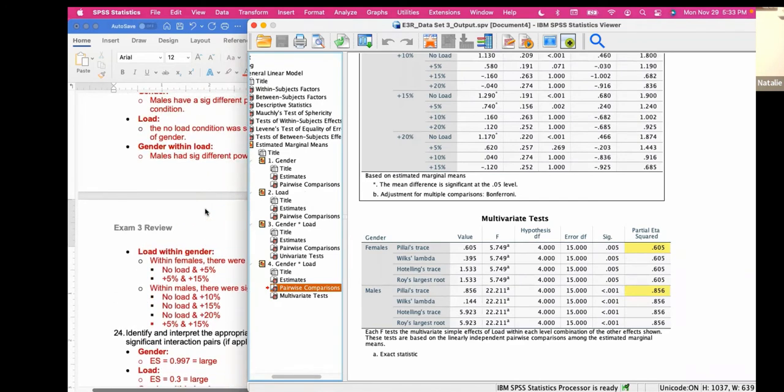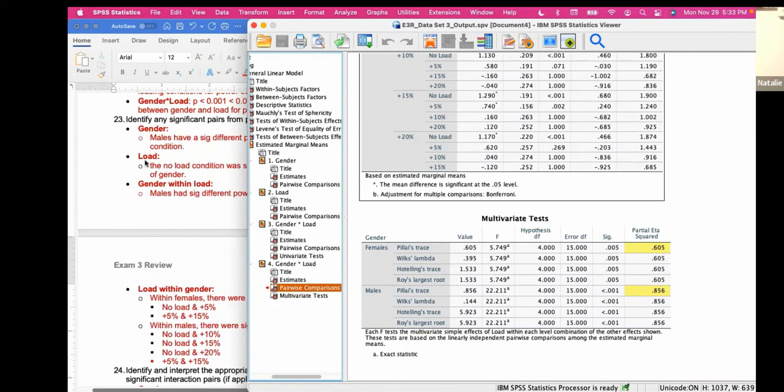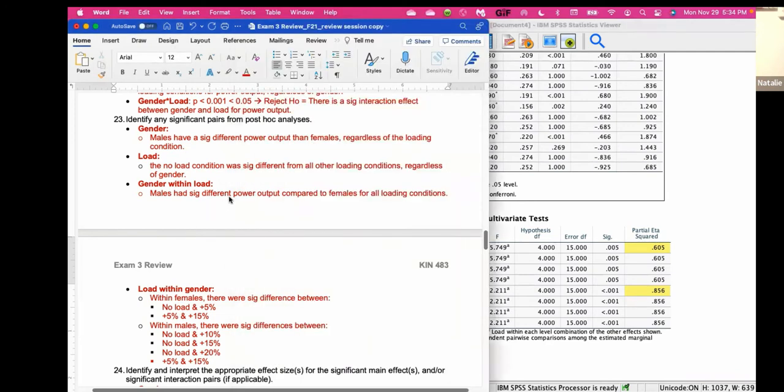And I would probably separate them by the main effect. So if anything, you just have to pay attention to that. So I would say, what are the significant pairs, if any, between genders within the loading conditions? And then I would have males versus females within no load, within plus 5%, within plus 10%. And then you would just check the boxes.